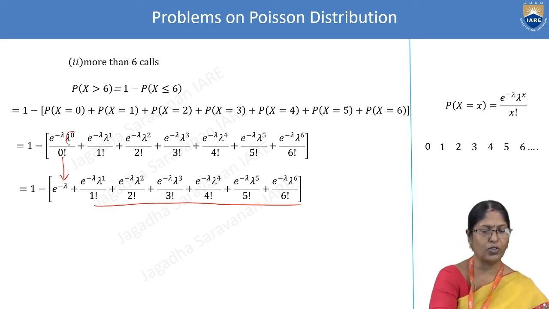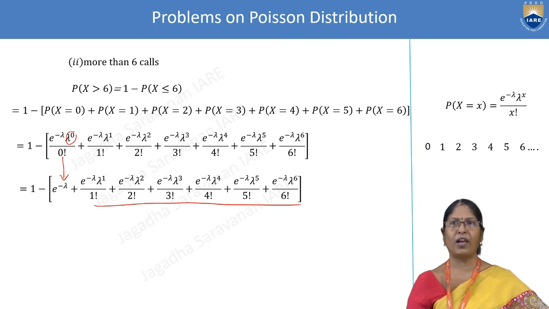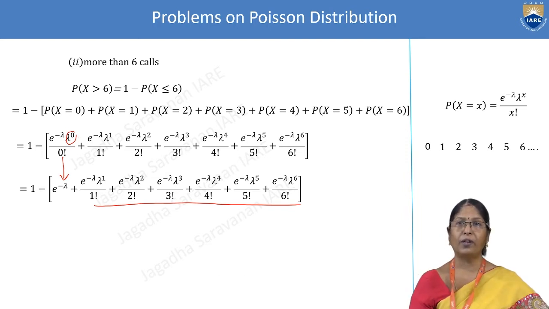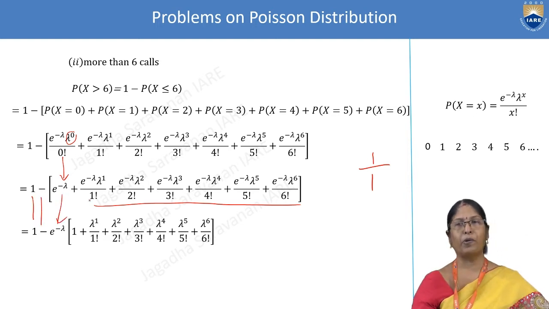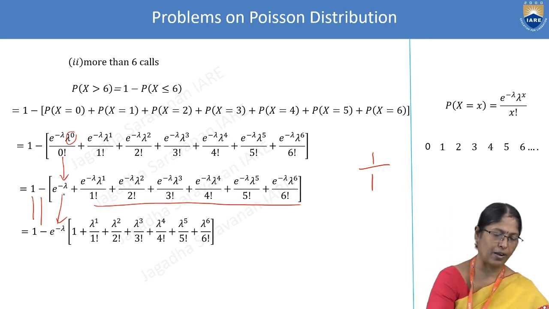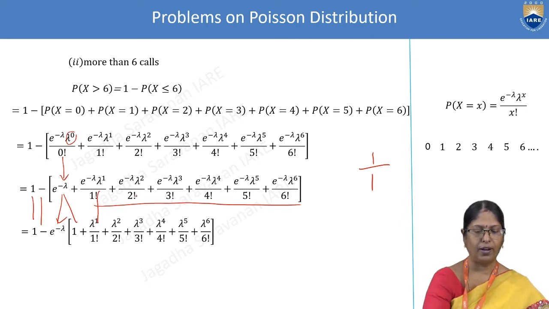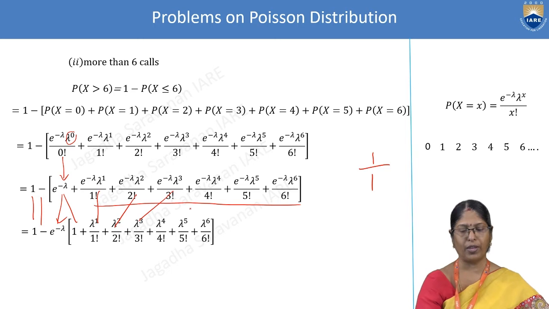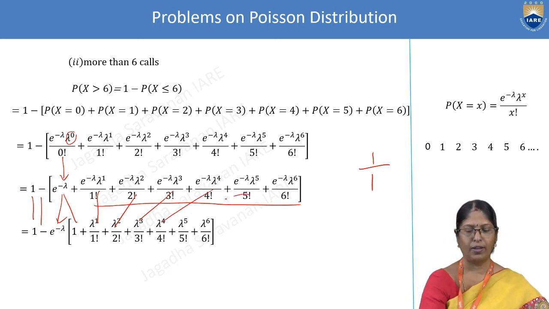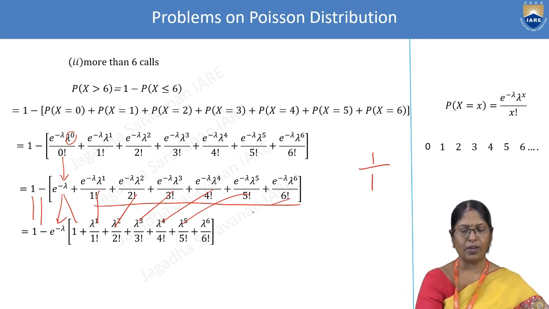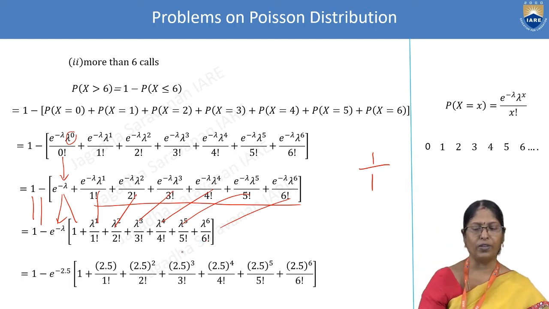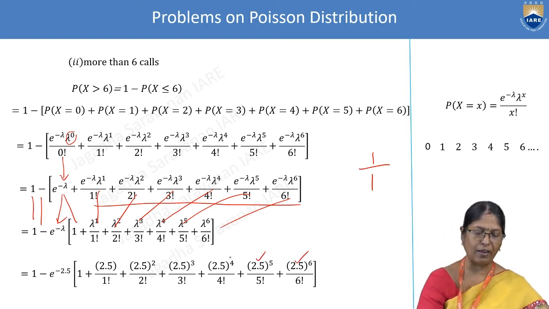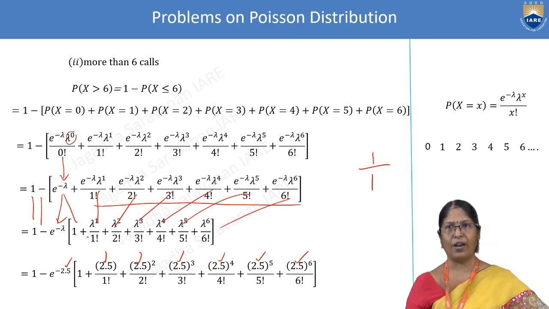What is the change we brought in here? Lambda power 0, that is, the value a power 0, is equal to 1, divided by 0 factorial, that is 1 divided by 1. Now 1 is there, minus is there. We have taken e power minus lambda as common. The balance here is 1, lambda by 1 factorial, lambda square by 2 factorial, lambda cube by 3 factorial, lambda power 4 by 4 factorial, lambda power 5 by 5 factorial, and the last one is lambda power 6 by 6 factorial. So now we substituted 2.5 in the place of lambda everywhere.